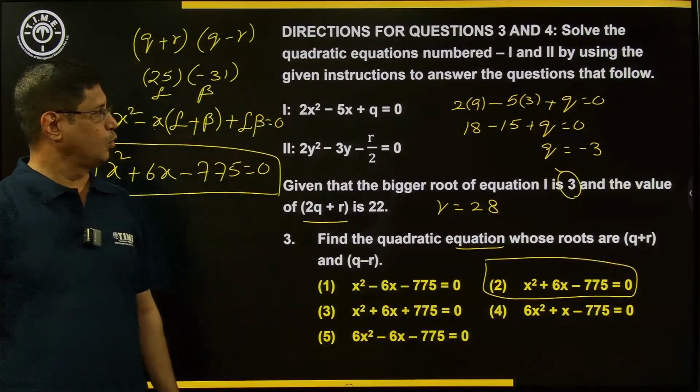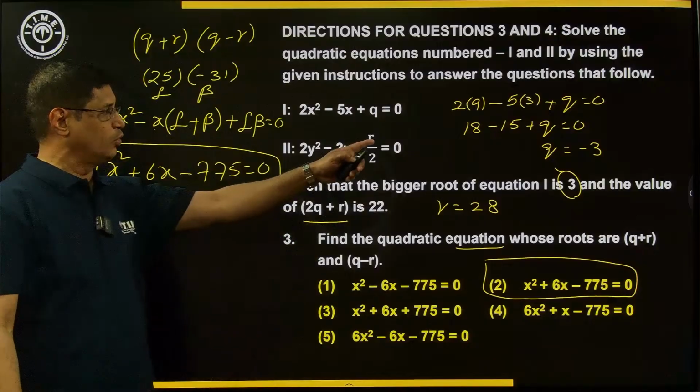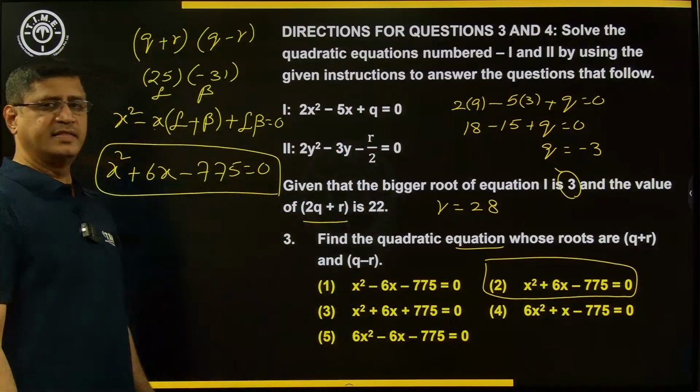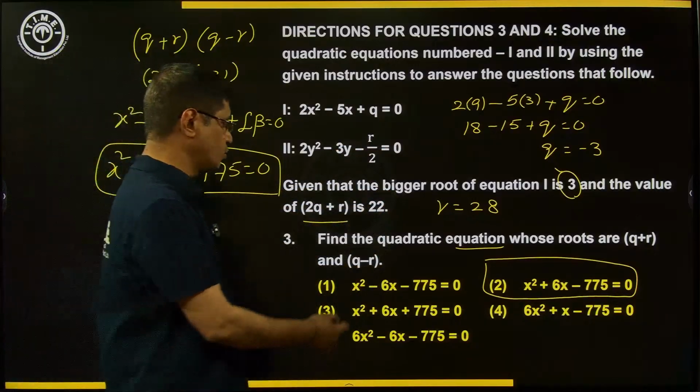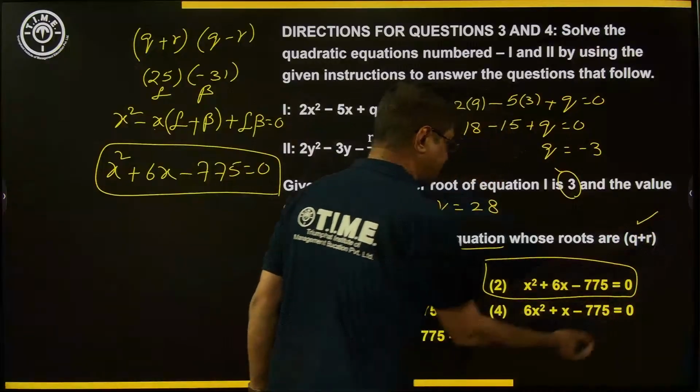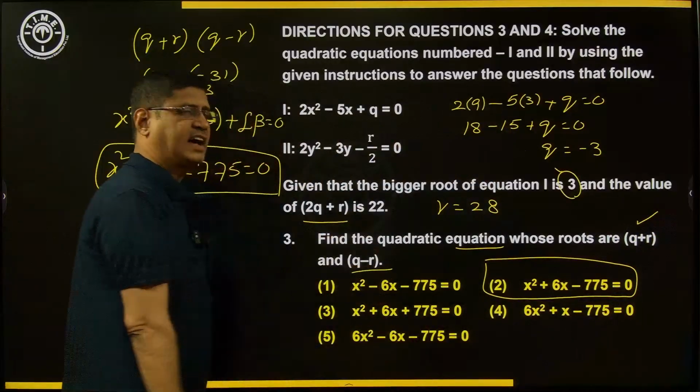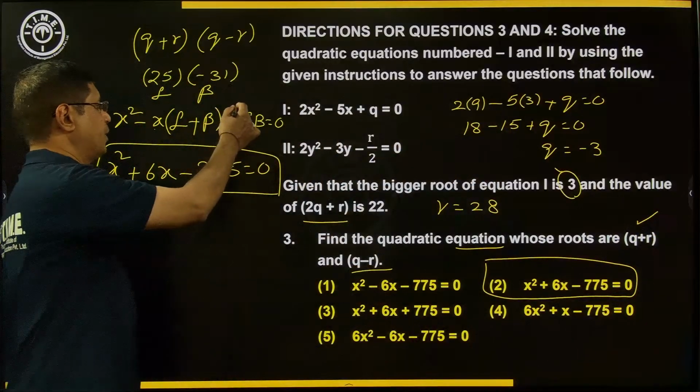Option number 2. Okay. So the value of Q is minus 3, the value of R is 28. We need to find the quadratic equation by using Q plus R and Q minus R. This is the frame of a quadratic equation.